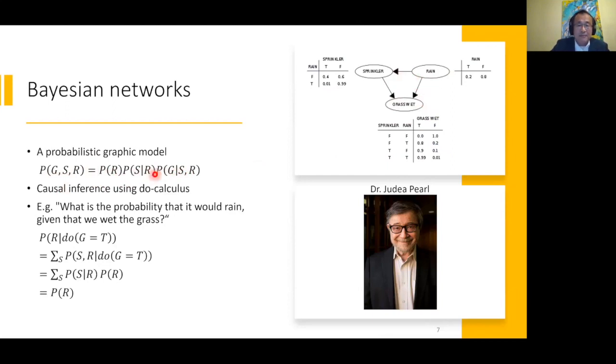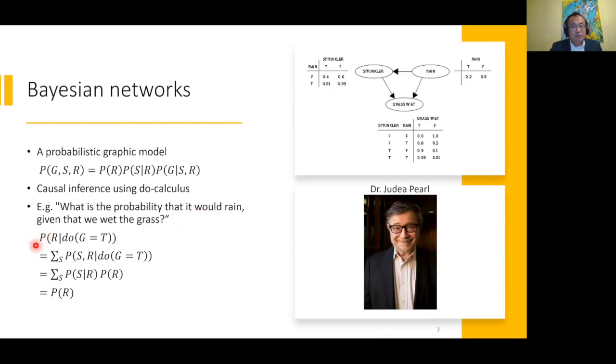Based on this probabilistic model and the joint probability factorization, we can use the so-called causal inference, based on the do calculus, which is again the contribution from Dr. Erol, to answer the question like, what is the probability that it would rain given that we wet the grass? This is the question related to the cause and effect relationship between the grass and the rain.